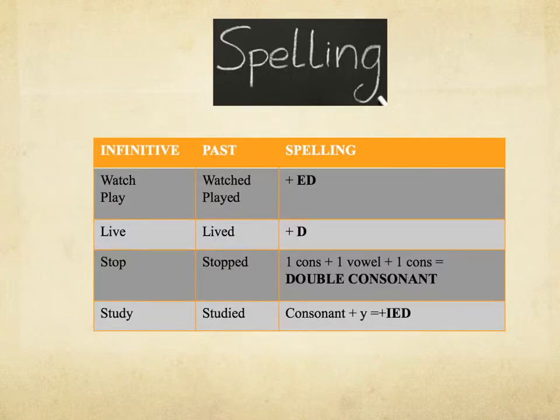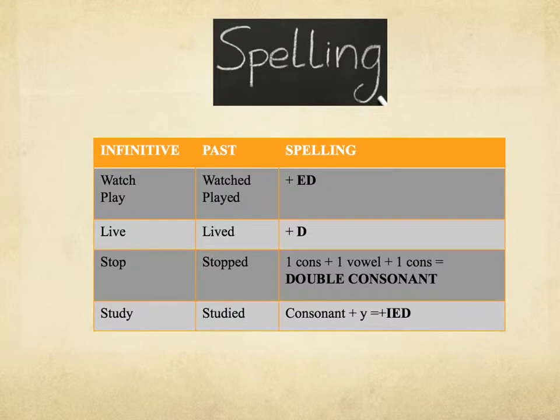And now we need to know the spelling, okay? We said that the normal case is to write ed at the end of a verb, okay? So for example, if we have these verbs here, watch and play, we simply write ed at the end, okay? This is the normal, the majority of the cases.